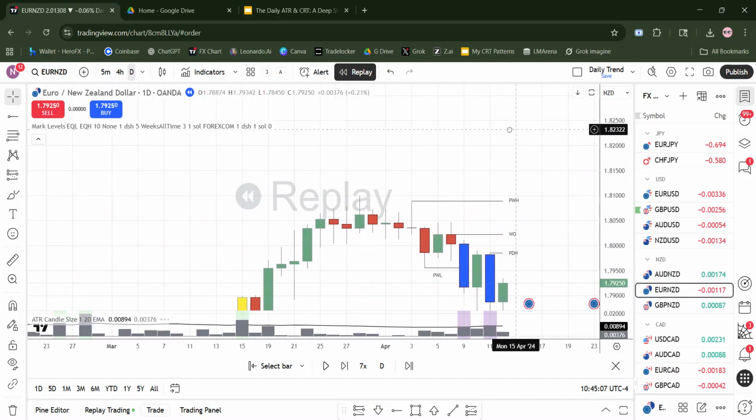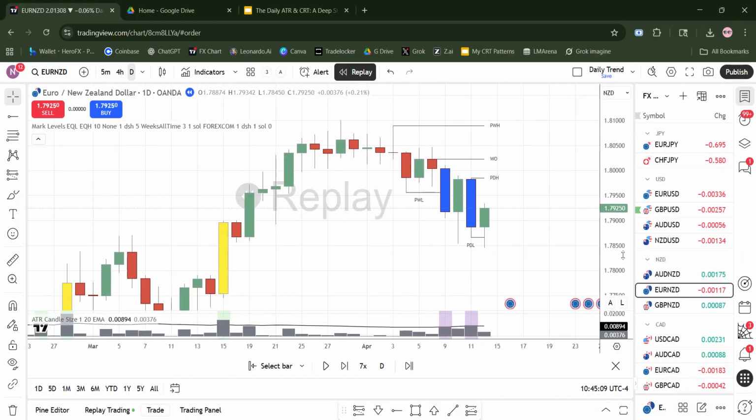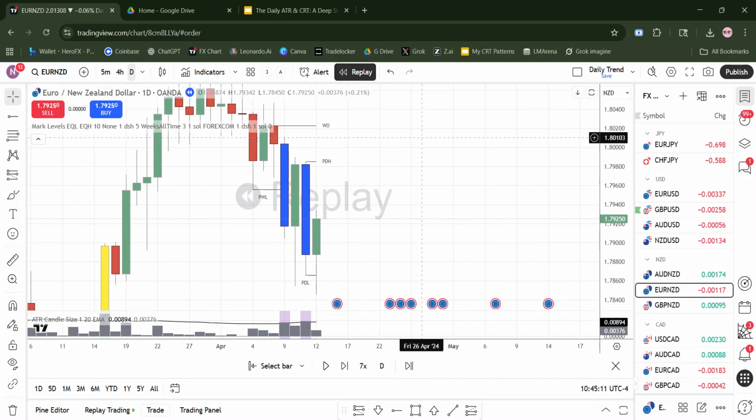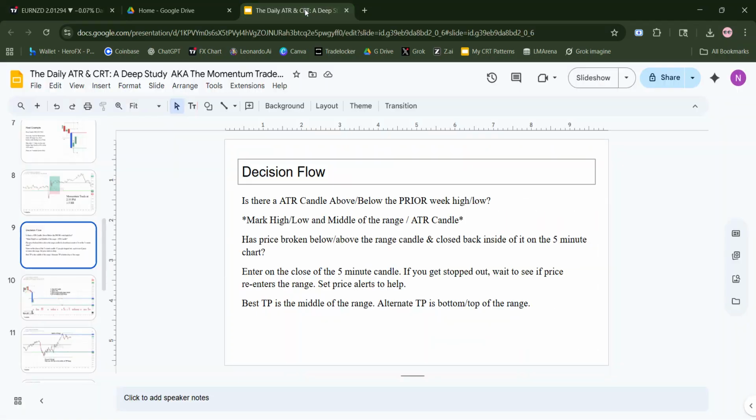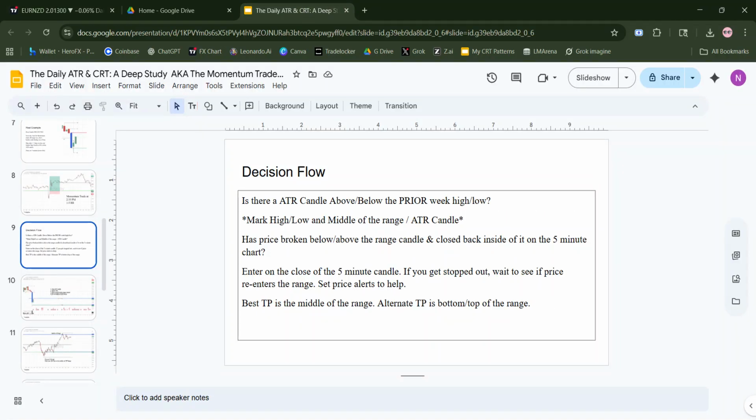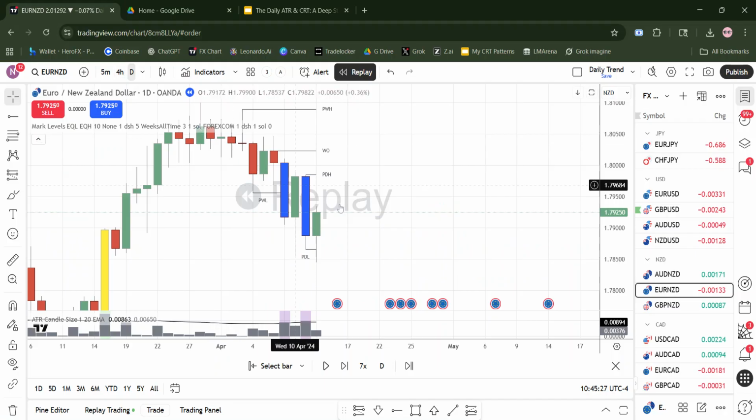But again, step number one, see if we're below prior week low, which we are. All right, so that's awesome. We got two actually. This one played out and this one paid out too. But I'm only going to focus on this one. All right. So once again, our decision flow. Is there an ATR candle below the prior week low? Yes, there is. I'm going to mark the low.